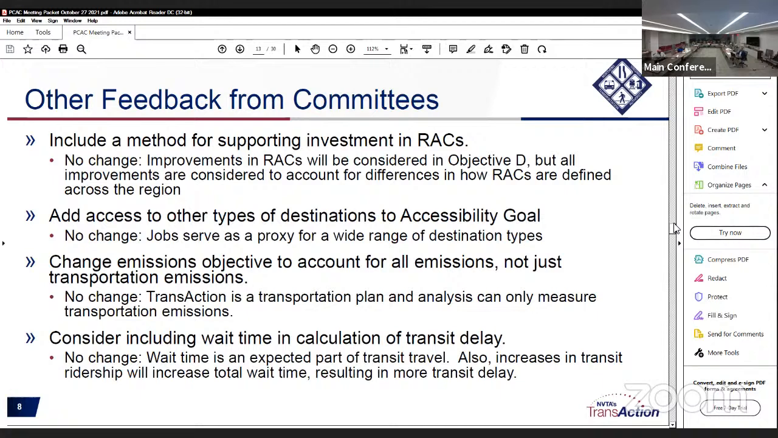That concludes the presentation. Is there a motion to recommend approval of the goals, objectives, and performance measures? We'll move. Okay. All those in favor? Aye. Any opposed?